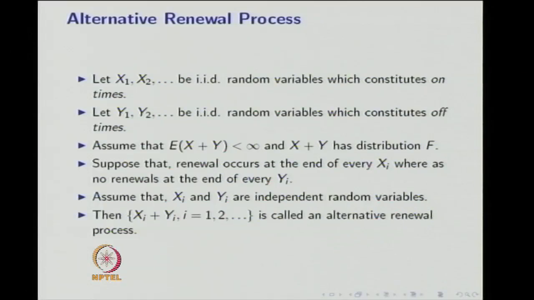Now we are moving into one type of renewal process, that is called the alternating renewal process. Let X_i be IID random variables which constitute on times, and Y_i be IID random variables which constitute off times. Assume that the means exist and are finite, and X plus Y has the distribution capital F.